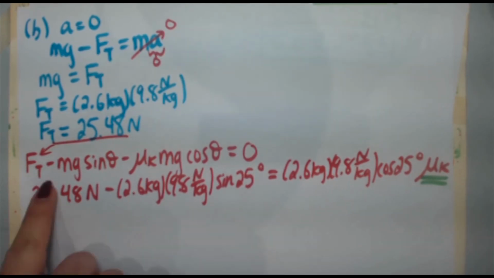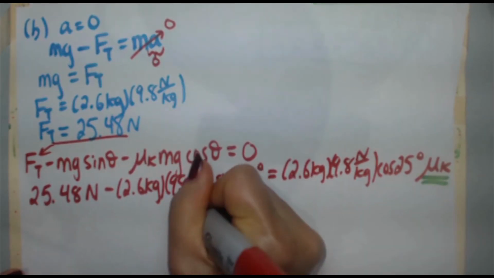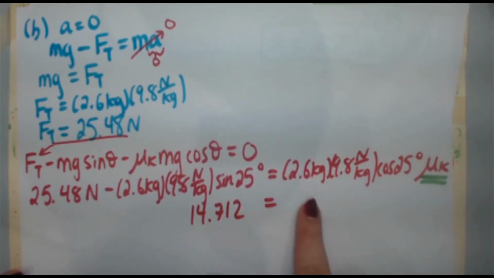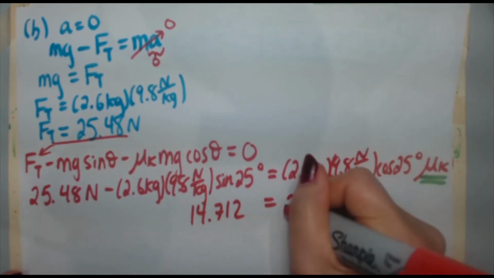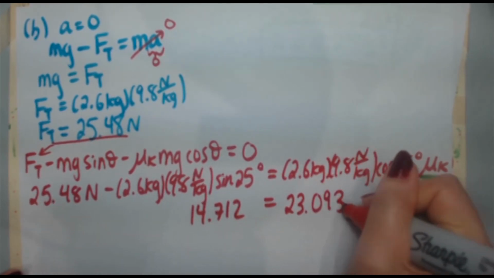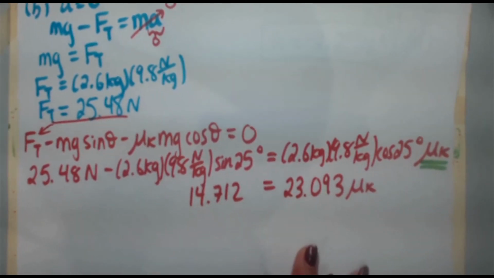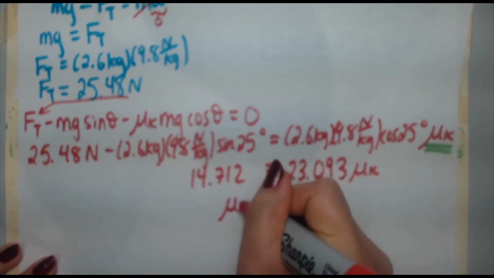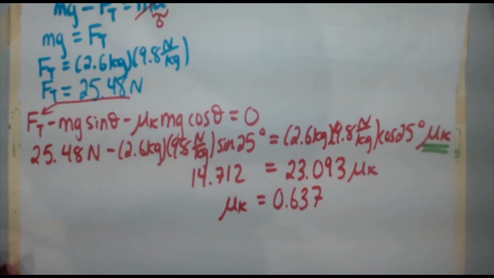So this entire expression on the left, when you enter it in your calculator, you're going to get 14.712. On the right, this first part right here before the mu k equals 23.093, and your mu k drags along. To get mu k by itself, divide both sides by the 23.093, and you will get mu k equals 0.637. So that was long, but one more step.